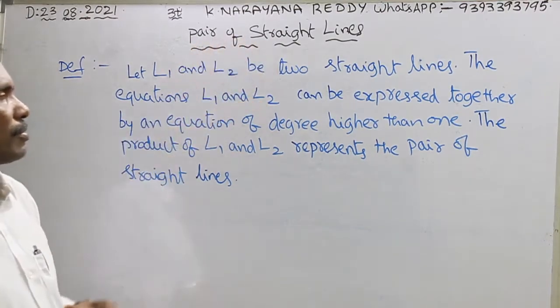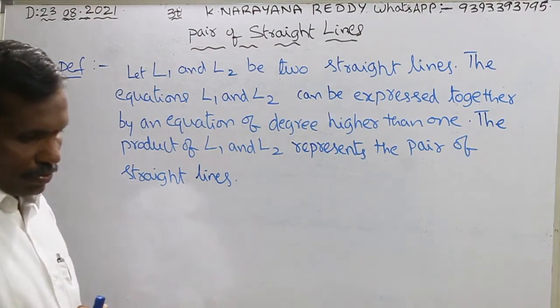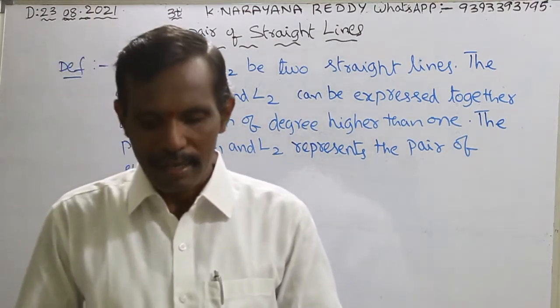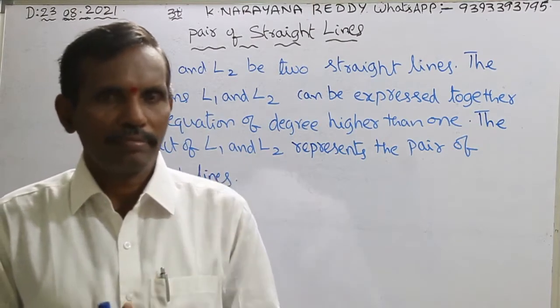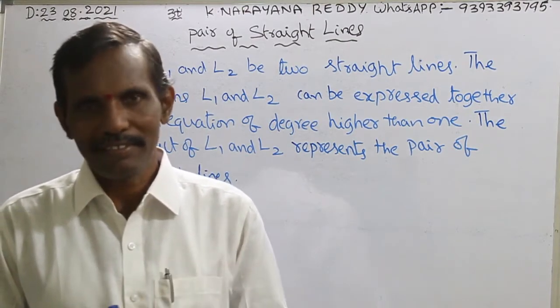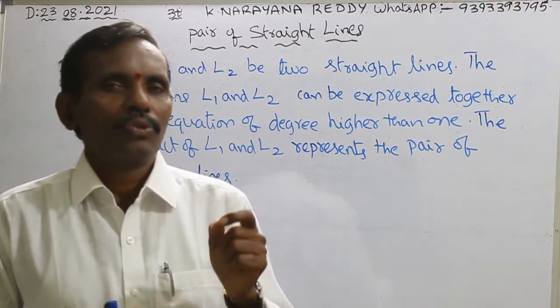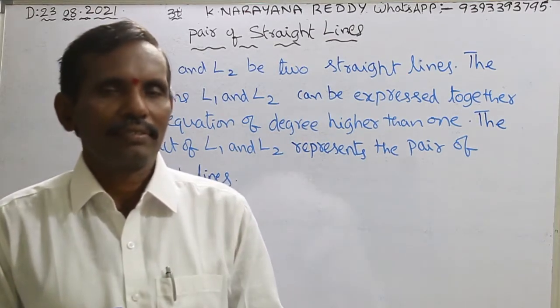Pair of straight lines. What is meant by pair of straight lines? Simple. Pair is nothing but two straight lines. That's all. Two straight lines means what?